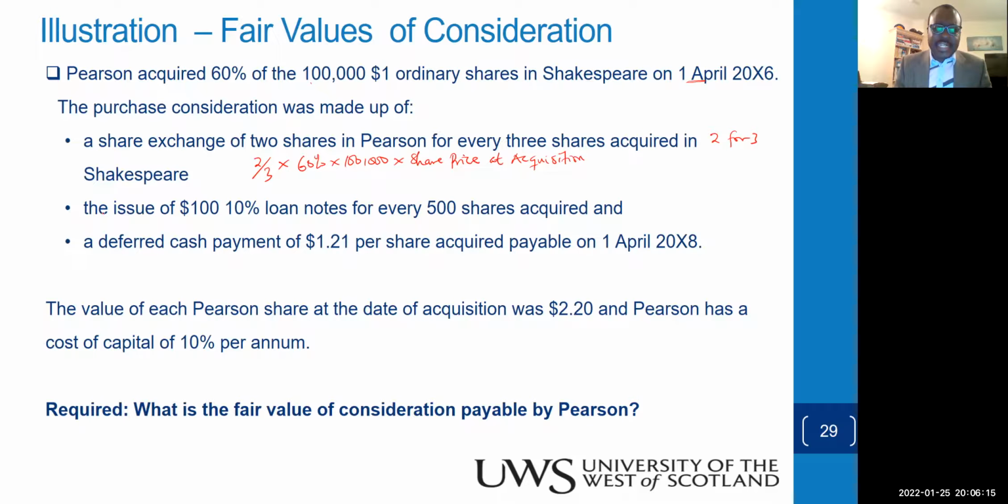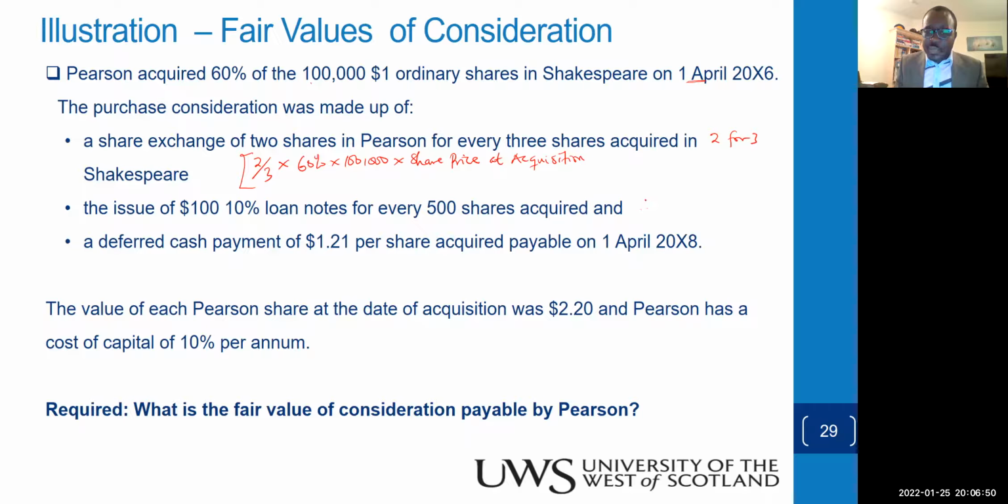Then the second point is that in addition to this share exchange, we are also going to give you an issue of $100, 10% loan notes for every 500 shares acquired. Again, they are saying that for every 500 shares, we'll recognize a loan in your name. It's like we are owing you. Let's consider it as a loan you've given to us for $100. That's what they are saying.